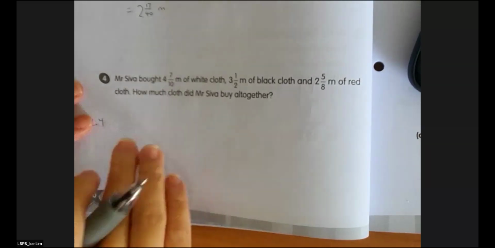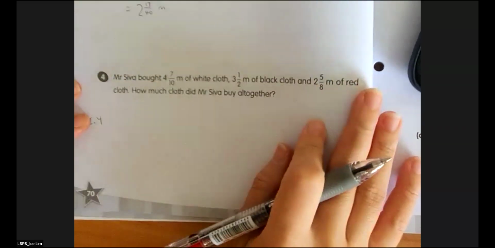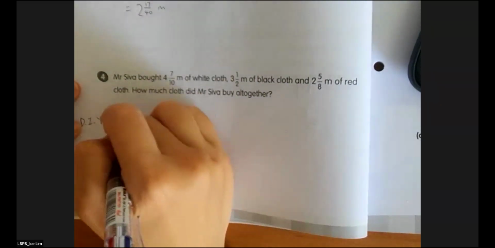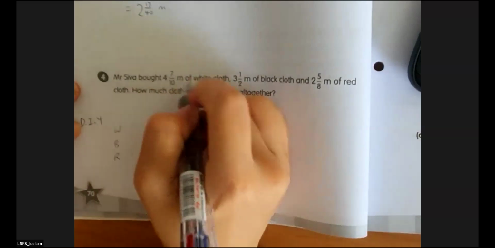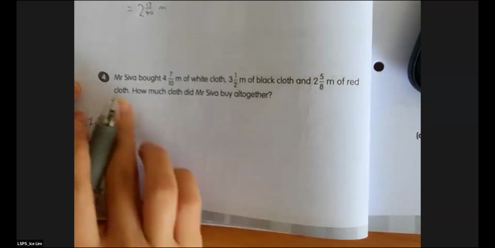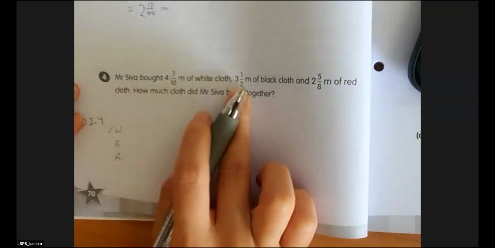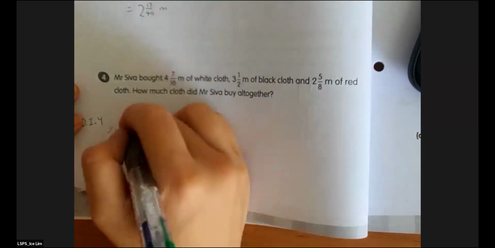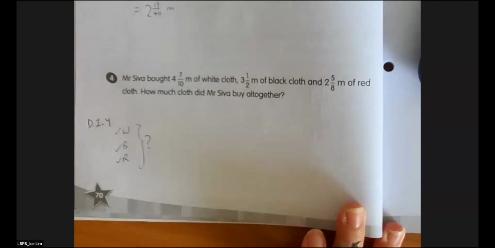What will be the equation for this? Any difficulty or not? You just add everything together, right? You have the white, you have the black, and you have the red. White is given. Mr. Siva bought this amount of white cloth. The black cloth is also given. The red cloth is also given. The question asks for all of them together. Challenging or not? Not challenging, right? So just use the calculator and press everything added together.